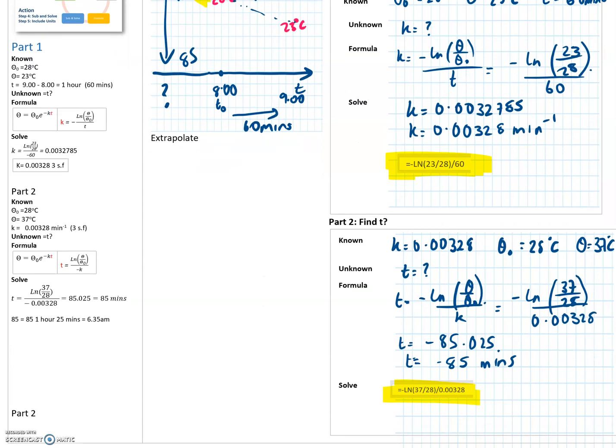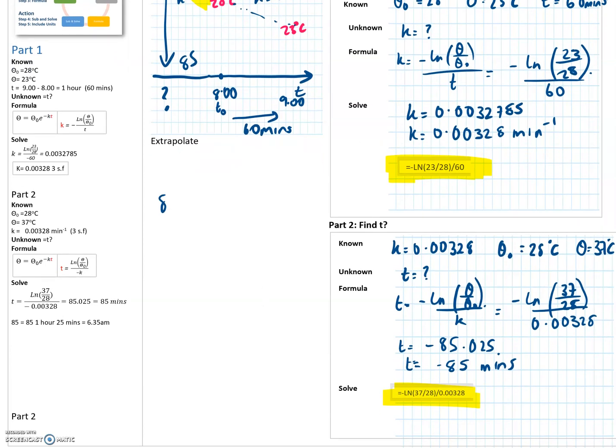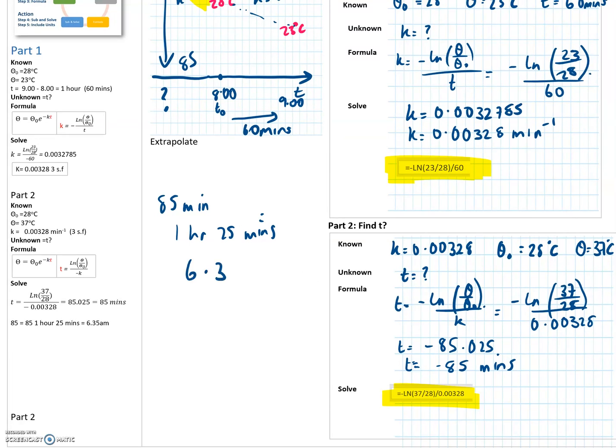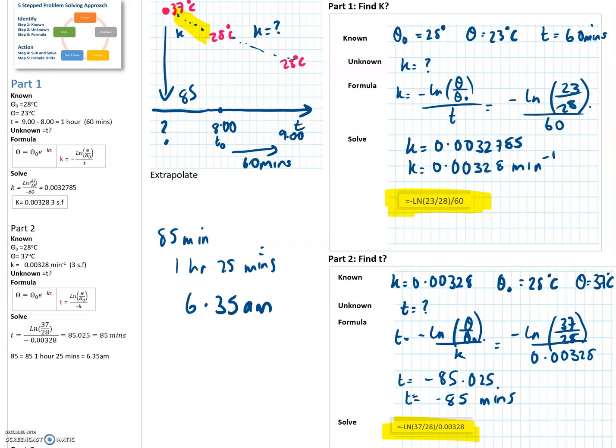And so if we extrapolate back, we know that 85 minutes is the same as 1 hour and 25 minutes. And so 1 hour would be 7 o'clock. And then if we take another 25 minutes before that, it would be 6:35 a.m. when the body was 37 degrees Celsius.